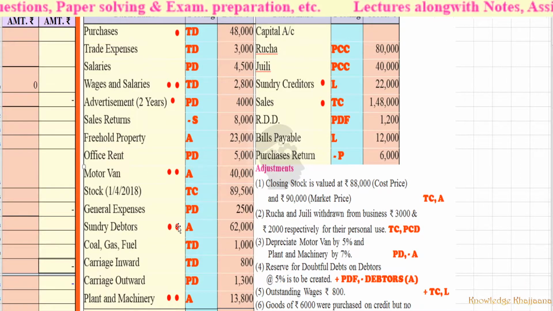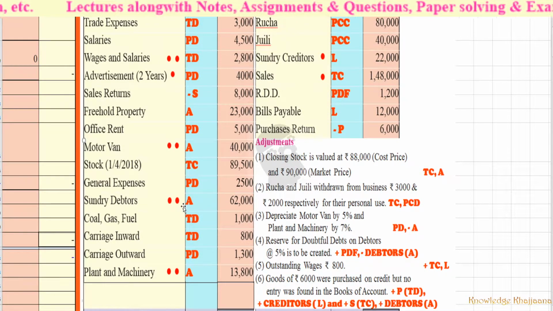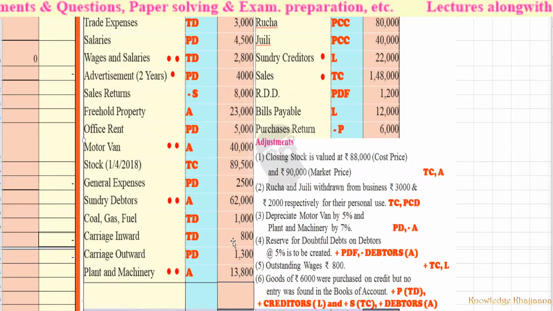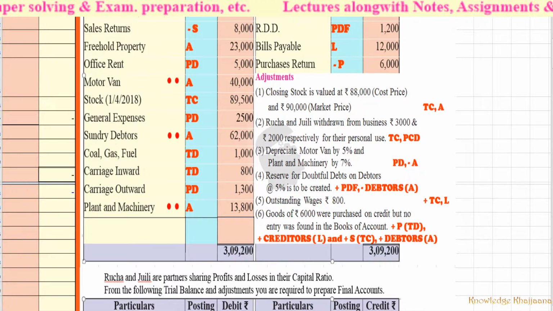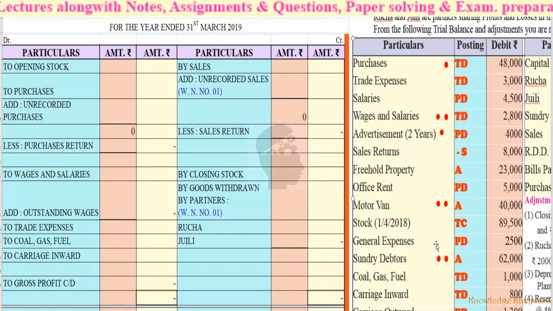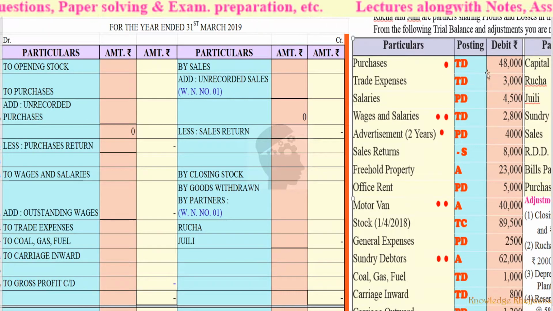Here we are recording these forgotten sales at the asset side of the balance sheet. Now let's start to solve the problem sequentially. First is purchases.